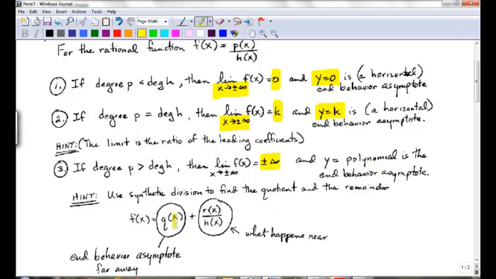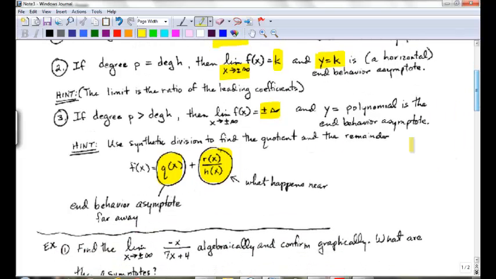Now, with the polynomial, you're going to end up with two parts. When you do synthetic division, you find the quotient like we did last year, and the remainder. And there are two end behavior asymptotes. The quotient is what happens far away. That means your graph is going to approach that quotient graph far away. Far away from what? Far away from x equals some value. And it will approach the remainder graph near. So we're going to go through some examples on that.